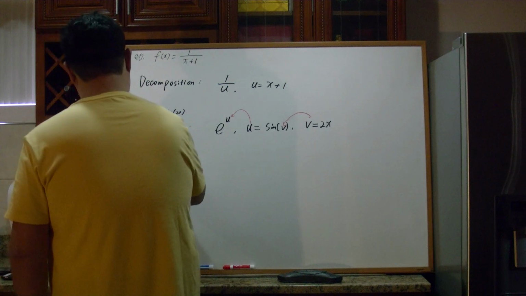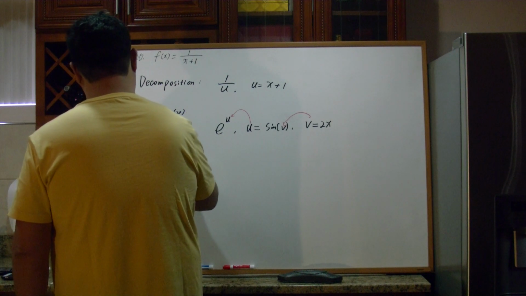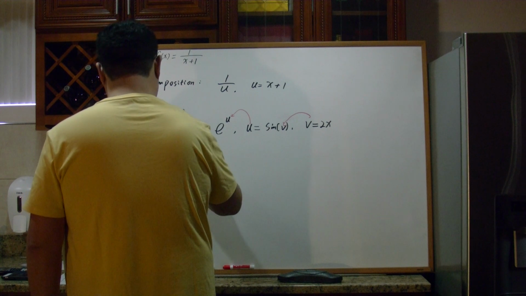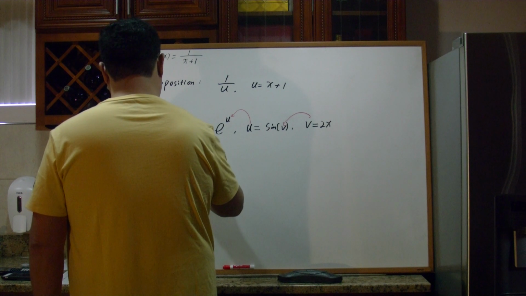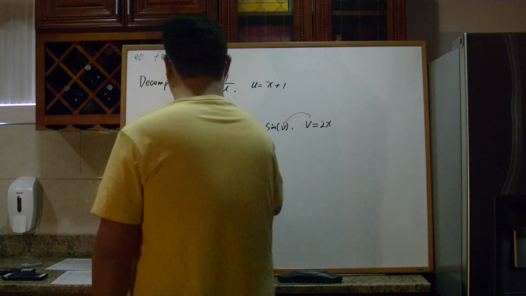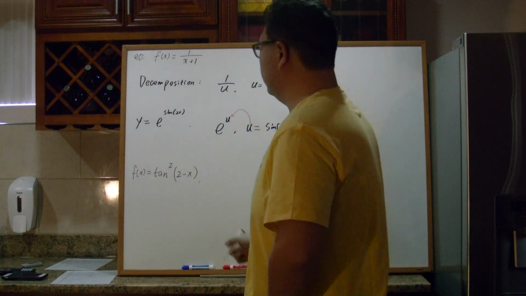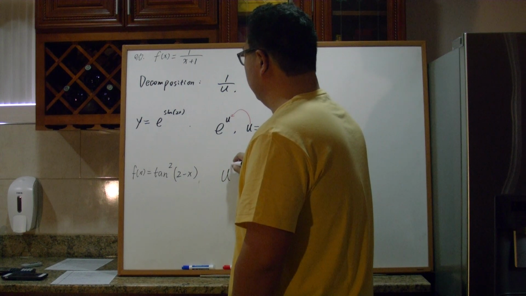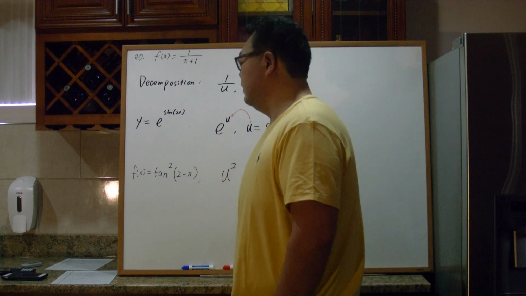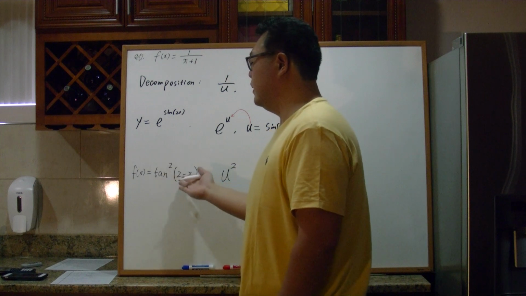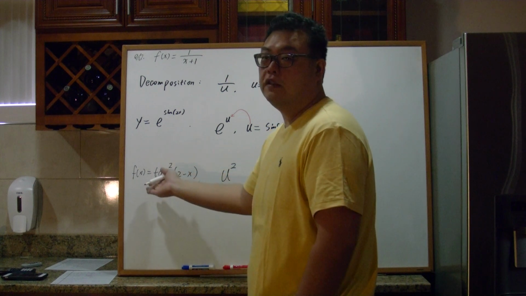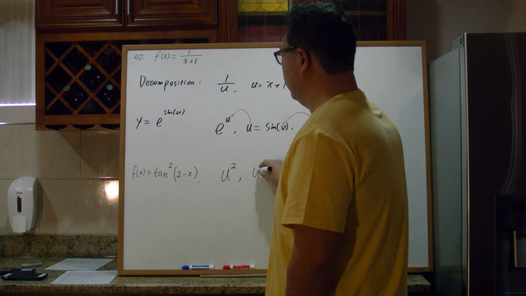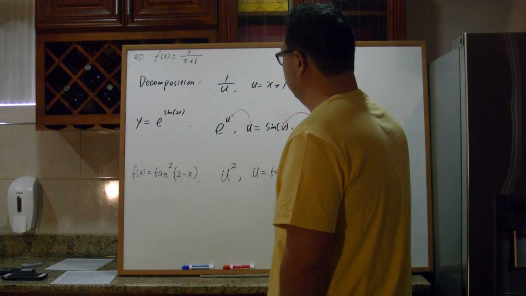Right, for something else like f of x to be tangent square of 2 minus x. Right, first of all, that's the square of tangent x. We have the square of tangent x. Right, we have tangent square of 2 minus x. Basically, that's the square of tangent, which is the power here. Right? Then our u is tangent.